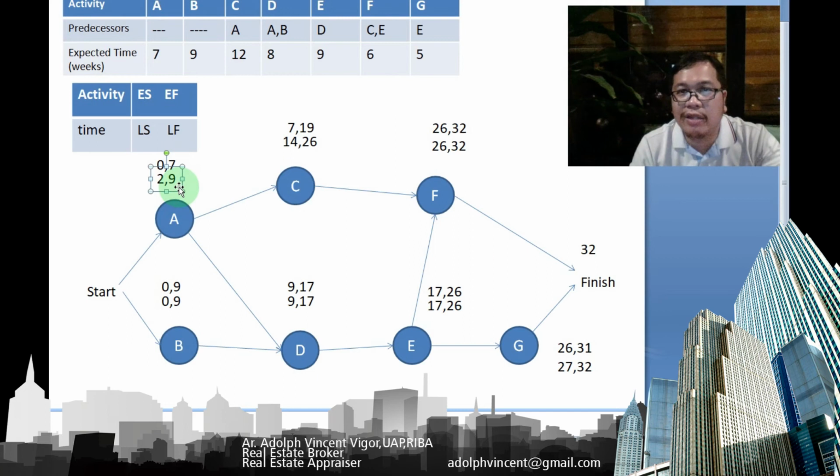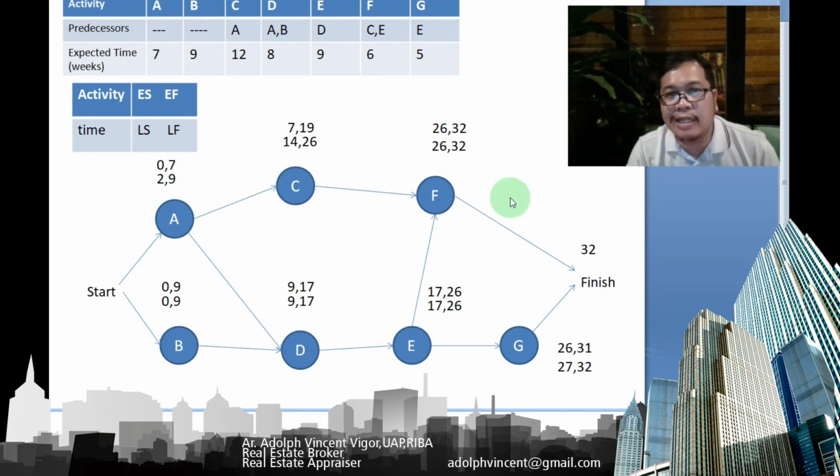So now we have a network diagram with the complete early start, early finish, then late start and late finish of the following activities. Then next, after finding that out, we're going to determine the slack. To determine the slack, all you have to do is subtract the late finish and the early finish, and then the late start from the early start. So here, let's start with our earlier activities.